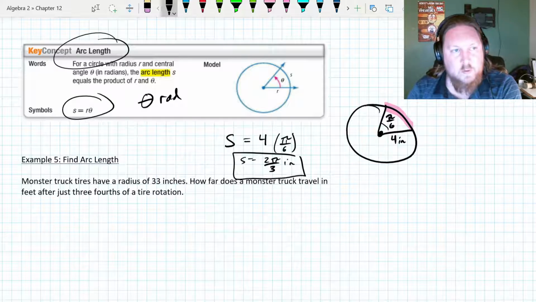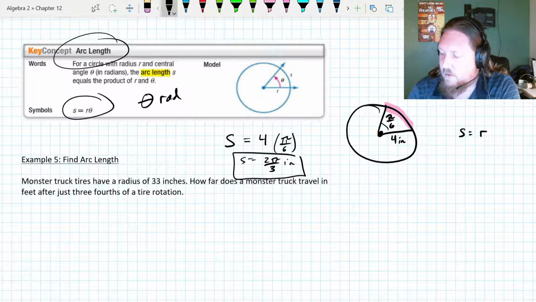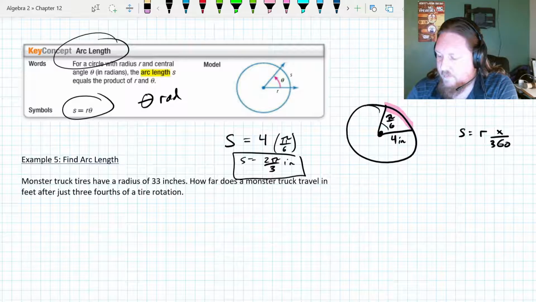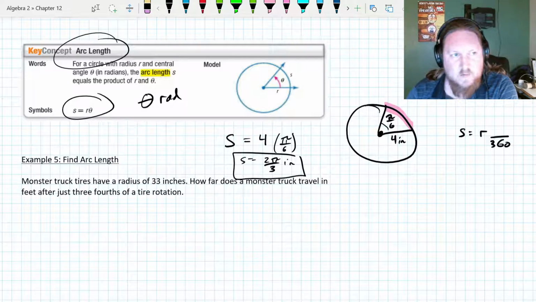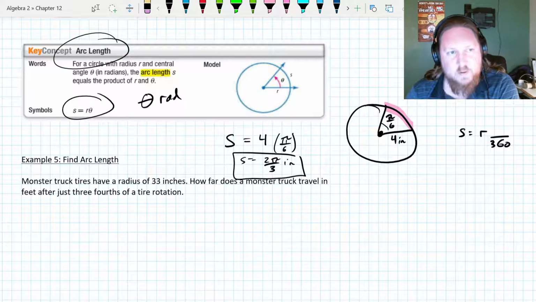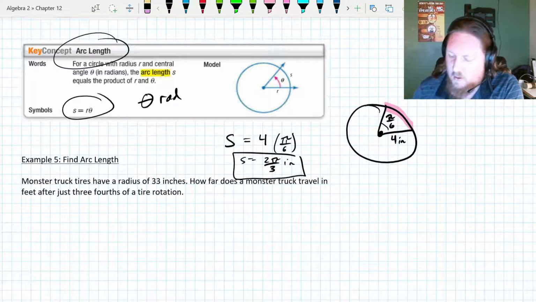Now, the way we would do this in geometry is arc length equals the radius times the central angle, whatever the central angle was, over 360. It's the same thing. You would just take the central angle, in degrees, and divide it by 360, and you'd see what portion of the circle it is. The nice thing about radians, it's already in portions of the circle. So that's why we like arc length being in radians.